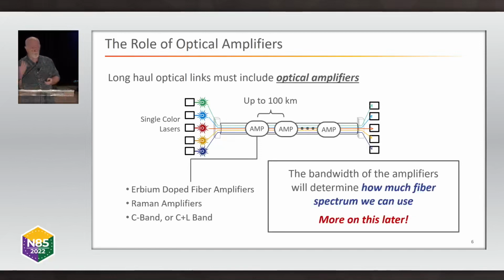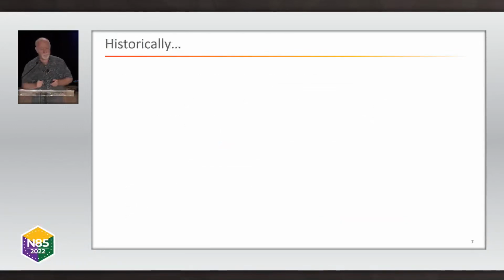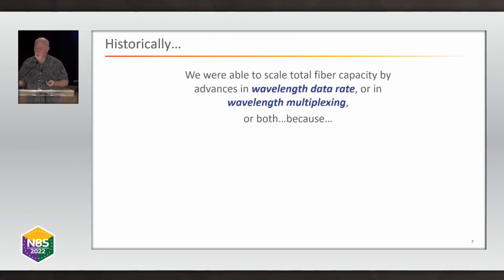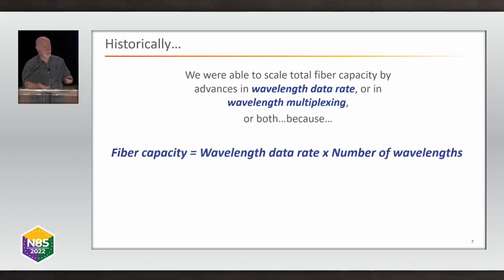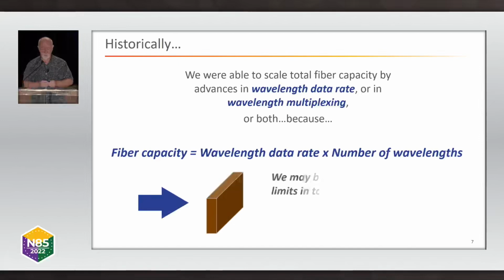And the bandwidth of the amplifiers will determine how much fiber spectrum we can actually use. I'll be explaining more about that in a moment. Historically, we were able to scale total fiber capacity by increasing the wavelength data rate or putting more and more wavelengths onto the fiber, or both, depending where we were in technical evolution. Because the fiber capacity is the product of the wavelength data rate and the number of wavelengths.